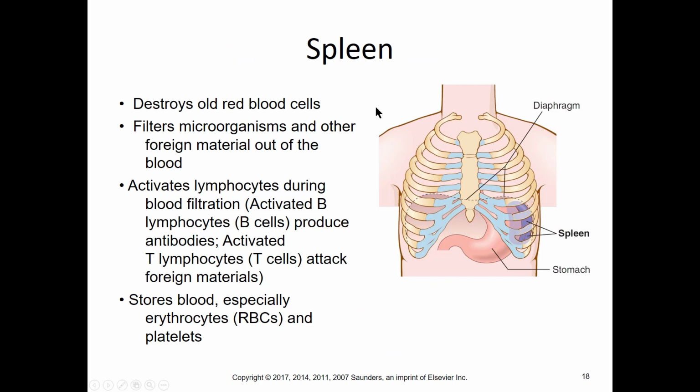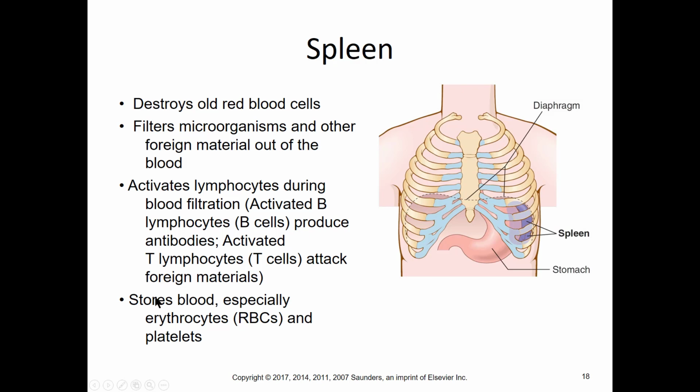Moving on to the spleen. The spleen's function is actually to destroy old red blood cells. So think of it like a recycler. It recycles those red blood cells that are no good, and it takes them out and destroys them. It filters microorganisms and other foreign materials out of the blood, and activates lymphocytes during blood filtration. Activated B lymphocytes produce antibodies. Activated T lymphocytes, like I mentioned earlier, attack the foreign materials.